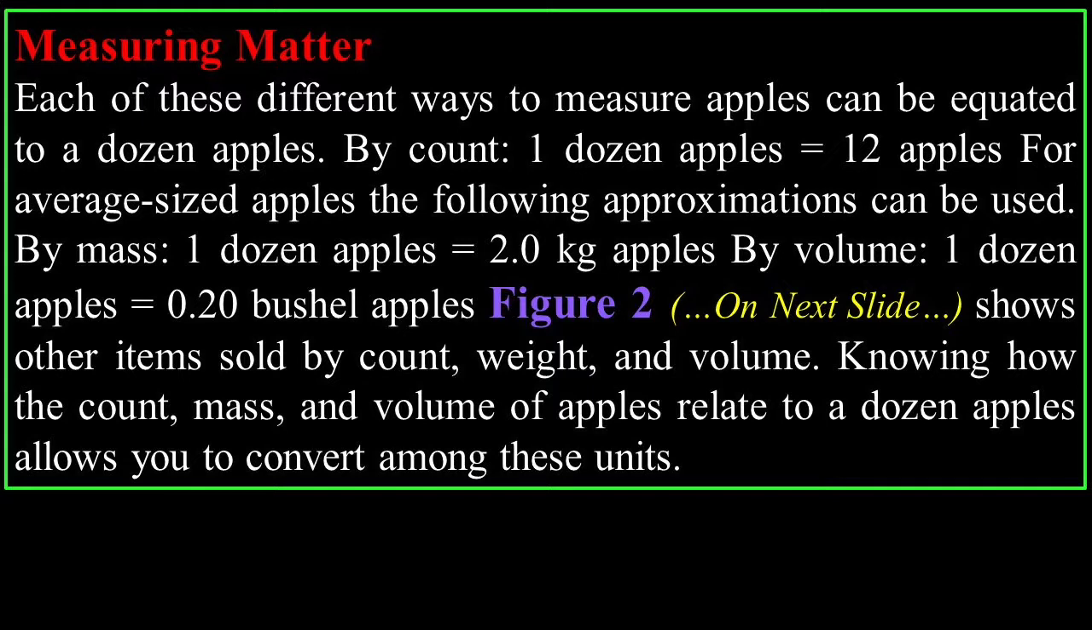By mass, 1 dozen apples equals 2 kilograms of apples. By volume, 1 dozen apples equals 0.2 bushels of apples. Figure 2 on the next slide shows other items sold by count, weight, and volume. Knowing how the count, mass, and volume of apples relate to a dozen apples allows you to convert among these units.